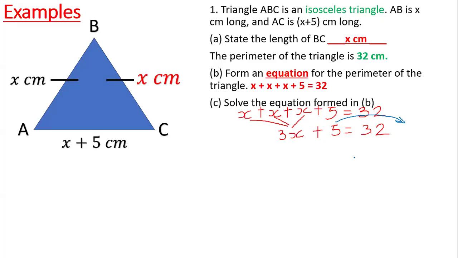Not just one person, even though we're very grateful, Conrad, but I want the other people to answer. When we send the 5 over the equal sign, what happens? It becomes a negative. Very good. And so that means we have 3x is equal to 32 minus 5.